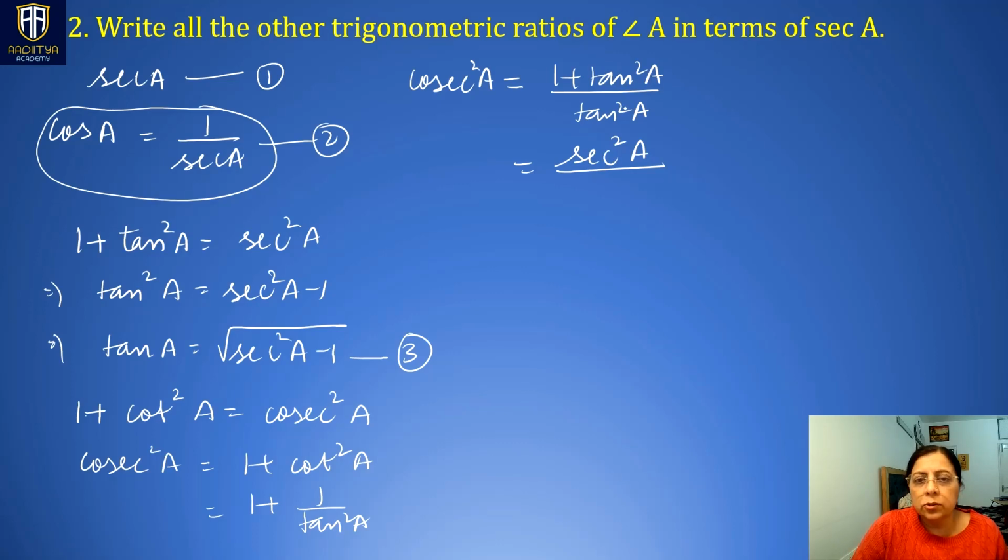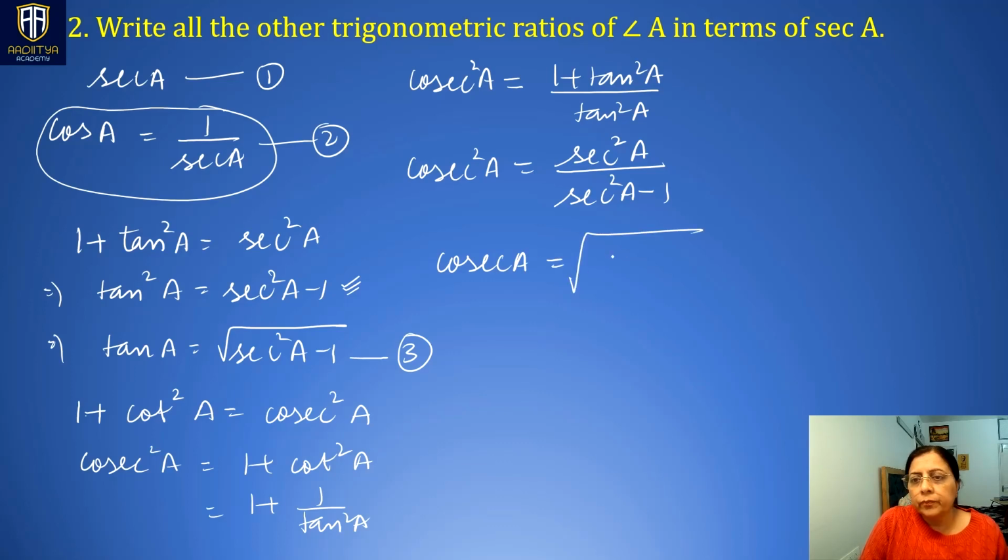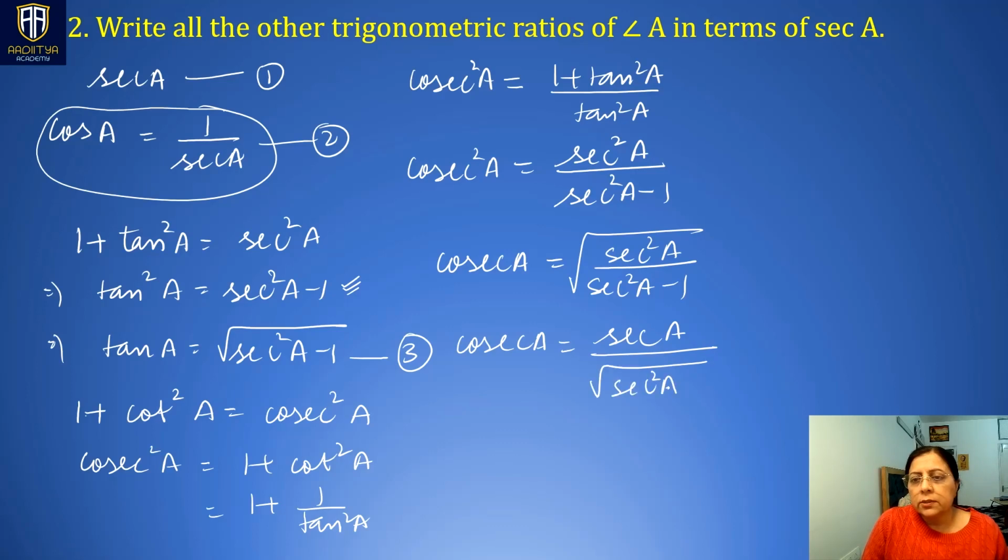Now denominator is tan square A. And tan square A from here can be written as secant square A minus 1. Right? This is cosec square A. Now for cosec A, we can take the square root. This is secant square A upon secant square A minus 1. Denominator cannot be solved, but in the numerator we can take out this secant A outside the root. This is secant square A minus 1. Right? So this is our fourth trigonometric ratio.